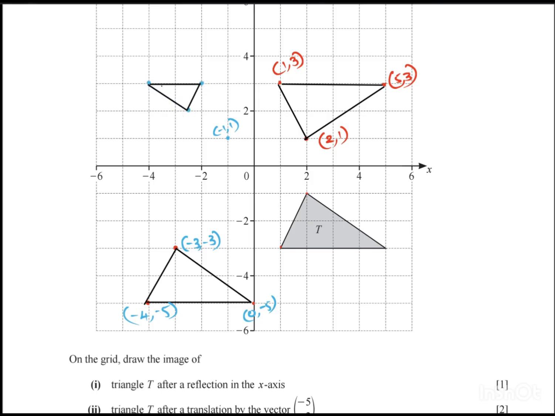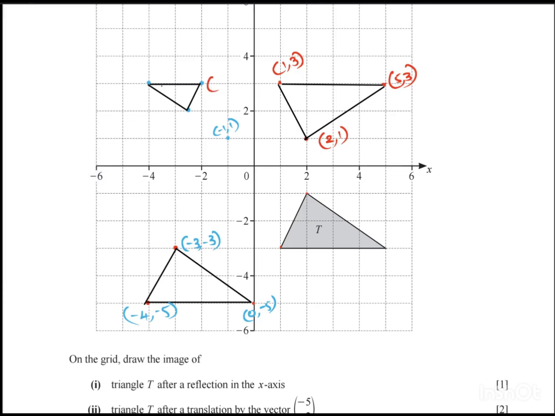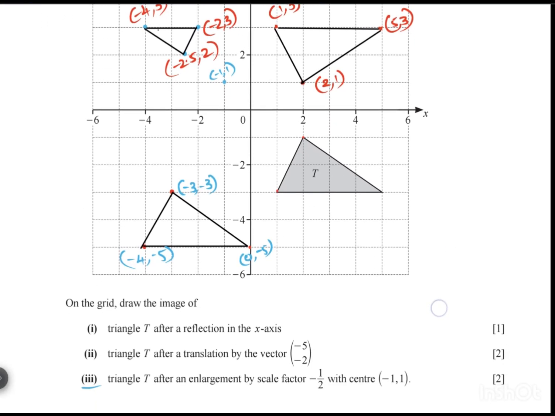Yes. Now write the coordinates of all the vertices. So this is -2, 3, then -4, 3, and this is half of -2 and -3. So it should be -2.5 and 2. -2.5 and 2. This is the answer. Question number 2A is done.